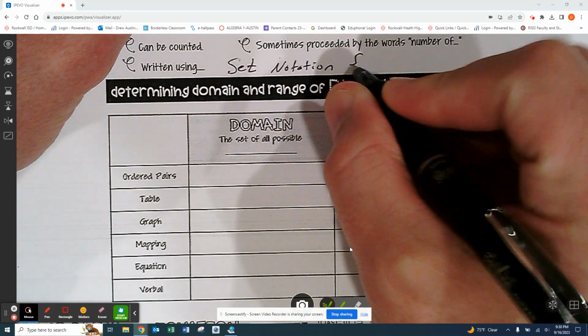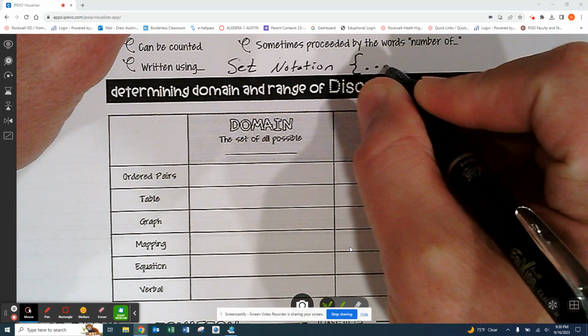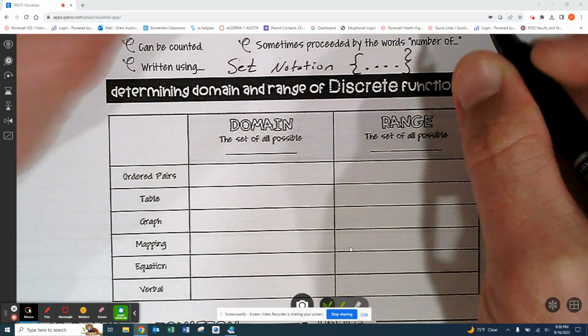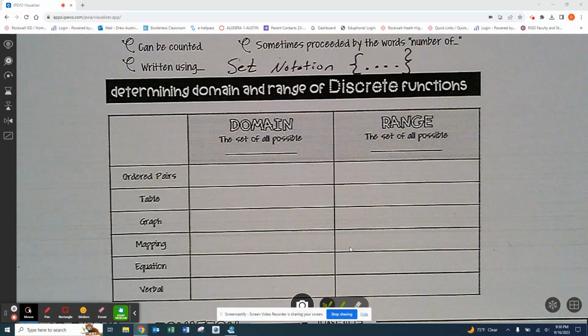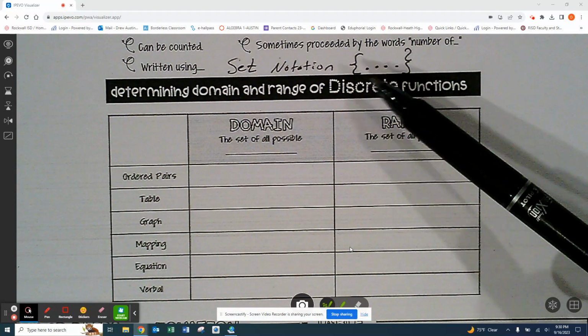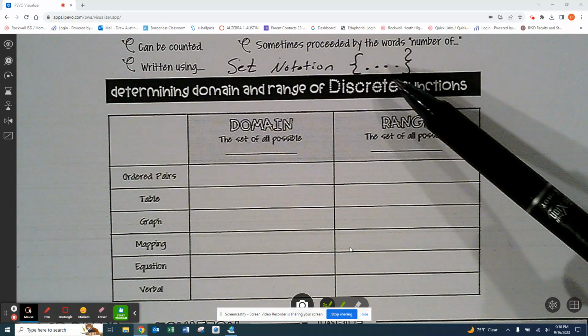Often written with these brackets. So our discrete domain and range will be written with these brackets, and the stuff that we write will be in the middle.